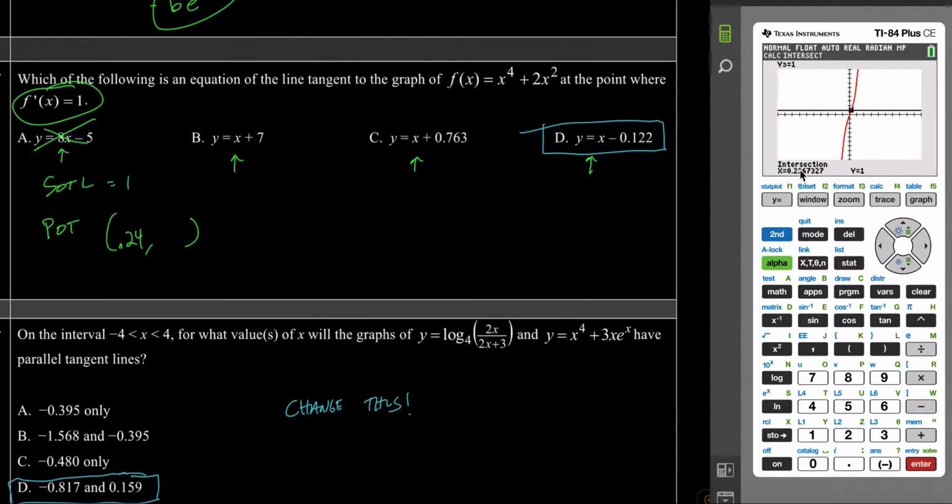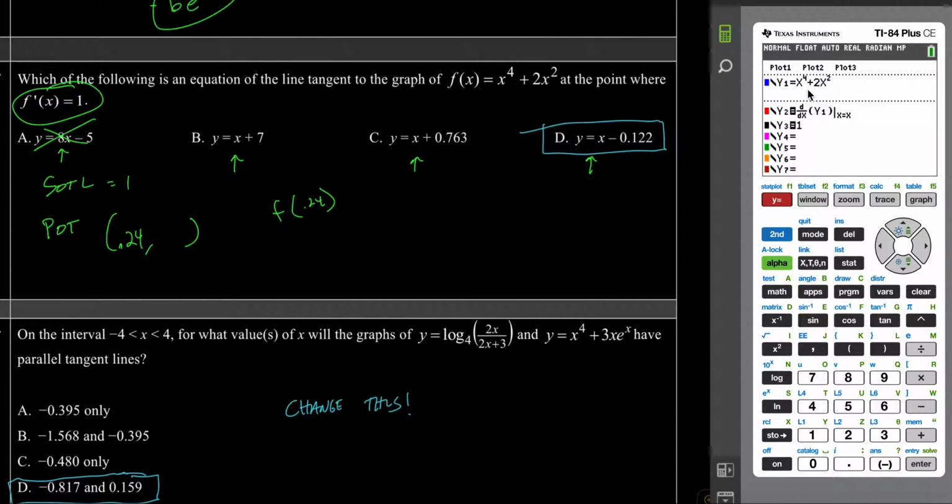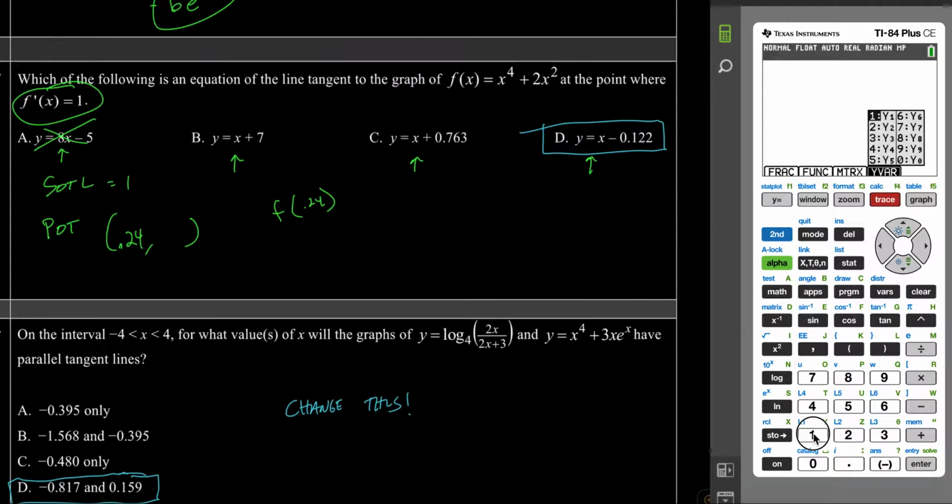Now I need the y value for my point of tangency, so I've got to plug that x value, 0.24, into my original function. On the calculator, keep in mind, again, that it's got that x value stored, and also keep in mind that our original function is y1. So if I go out to the main screen, I can do y1 of that stored x value, and I get my y value of 0.12. Again, I don't really care that it's poor rounding.